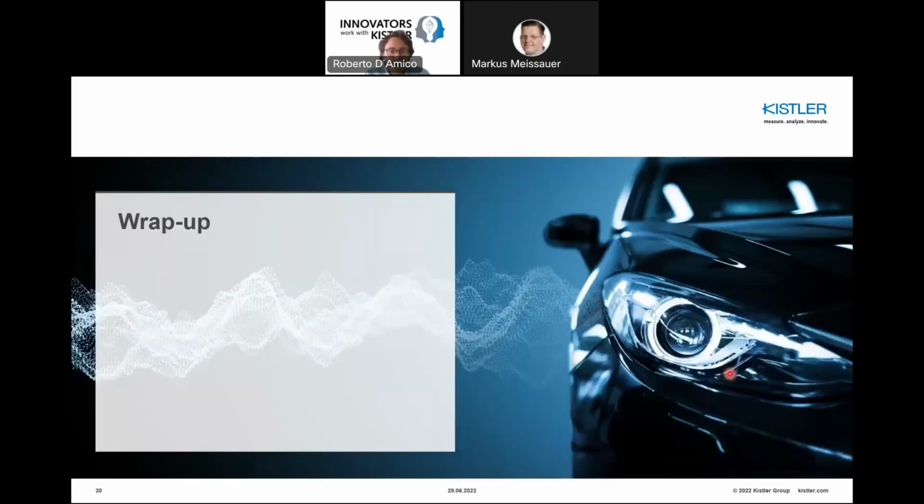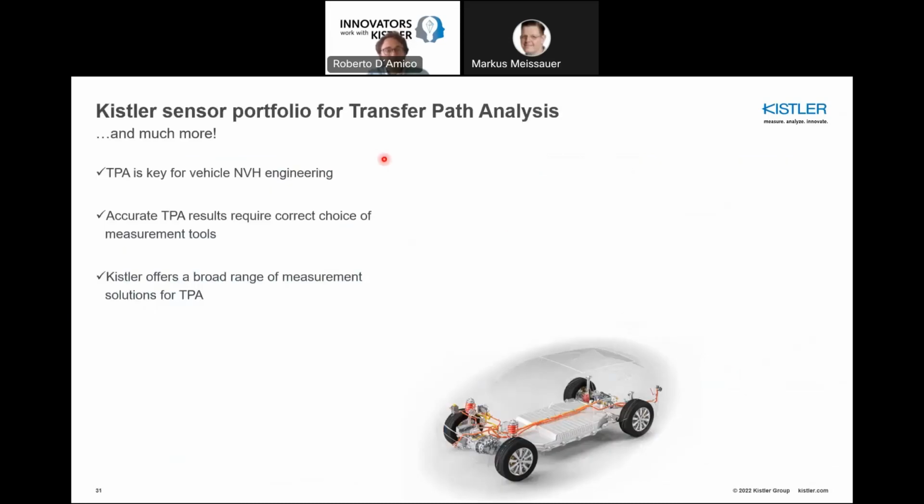At this point, I want to wrap up what we said today. What we discussed today is the relevance of transfer path analysis for vehicle NVH engineering. This is becoming more and more standard, more and more relevant. But of course, a key message that I want to pass on to you is that accurate TPA requires the correct choice of measurement tools. My suggestion is, when you're planning your TPA, always keep in mind how you want to measure and the various possibilities that you have, because they are going to deliver different levels of accuracy, and you must always take into account the most accurate way.